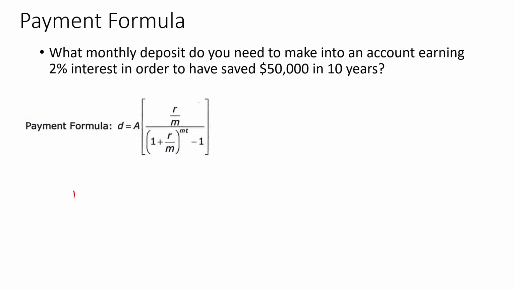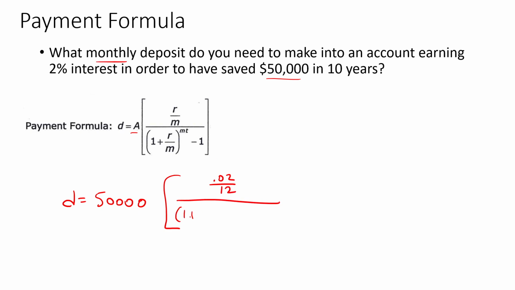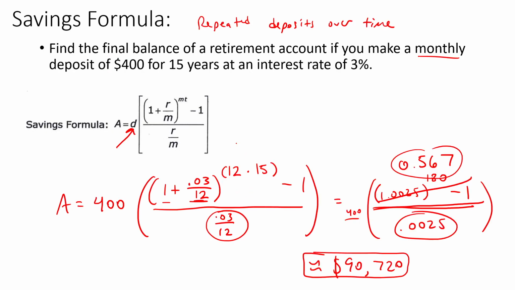Okay, so we'll set it up. A is the final amount, which we know, right? We want to have $50,000, and we'd like to have that in 10 years. 2% interest, so 0.02. Again, we are making monthly deposits, so 12. And if you look at this formula, you will notice it is the same formula as last time, just literally flipped over.